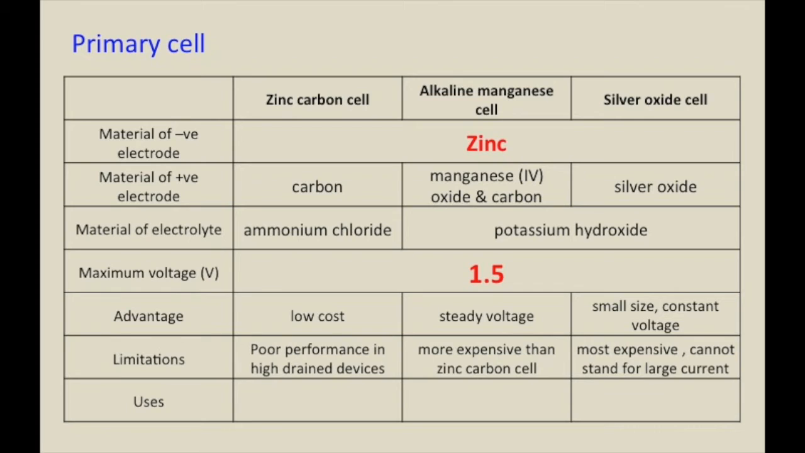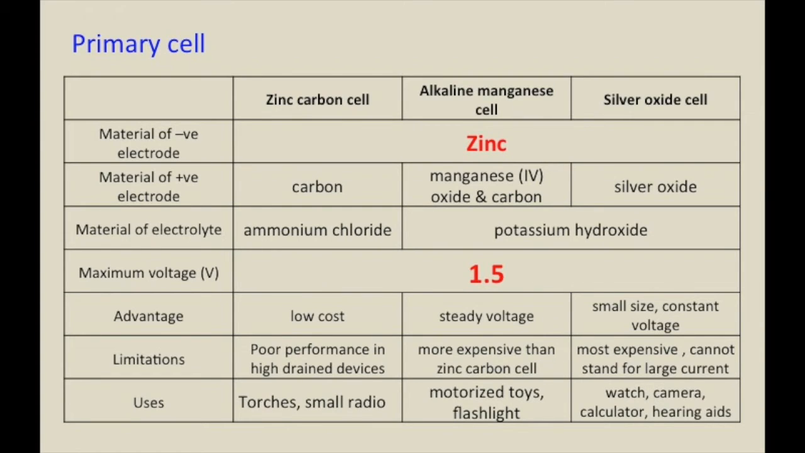So you can see the uses: first of all, the zinc carbon cell is used in torches and small radios. The second is the alkaline manganese cell. They are used in motorized toys and flashlights. And finally, the silver oxide cell, they will be used in small areas. For example, in your watch, your calculator, camera, and hearing aids. Okay.